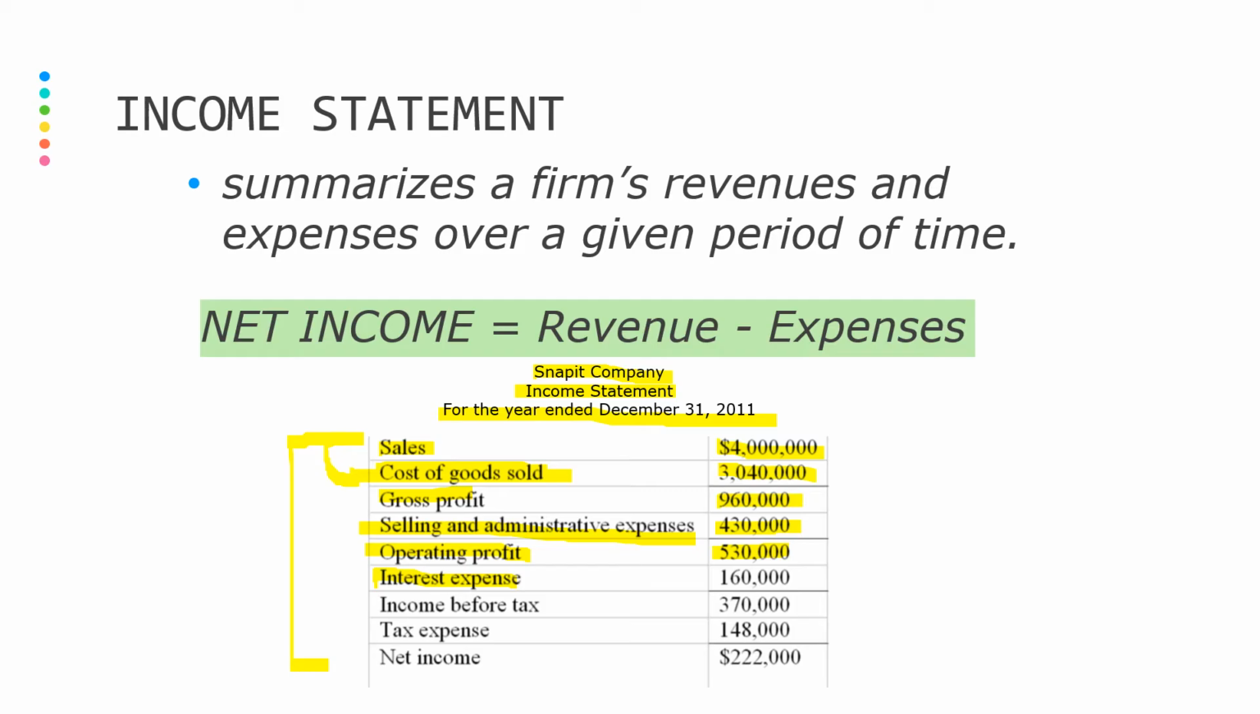So here, Snapit company has a total interest expense of 160,000. So it has an income before tax of 370,000. So next is the tax expense.